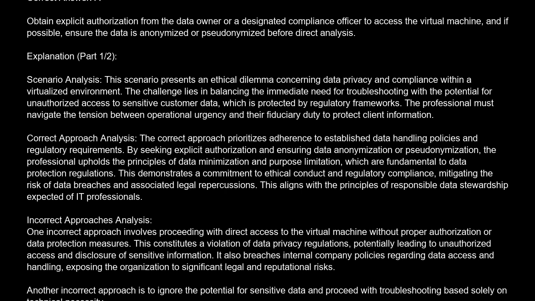protection measures. This constitutes a violation of data privacy regulations, potentially leading to unauthorized access and disclosure of sensitive information. It also breaches internal company policies regarding data access and handling, exposing the organization to significant legal and reputational risks.